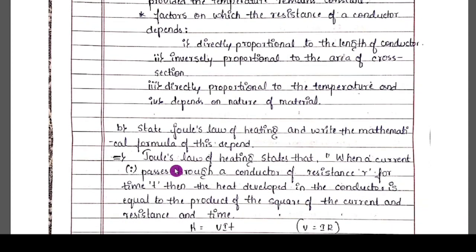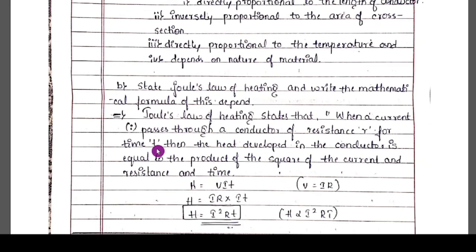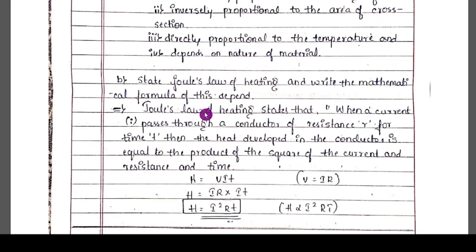and directly proportional to the temperature, and also it depends on the nature of the material. And the B question, state Joule's law of heating and write the mathematical formula for Joule's law. Joule's law of heating states that when a current passes through a conductor of resistance R for the time t, the heat developed in the conductor is equal to the product of the square of the current, resistance and time.